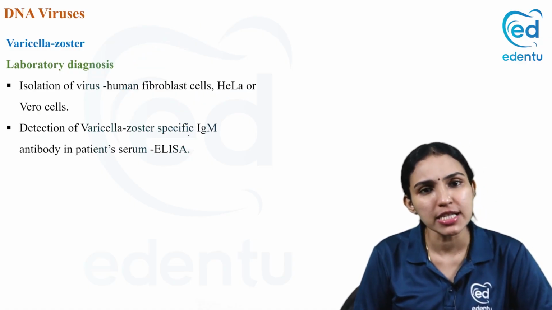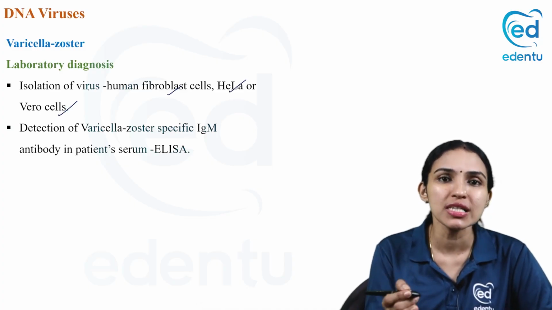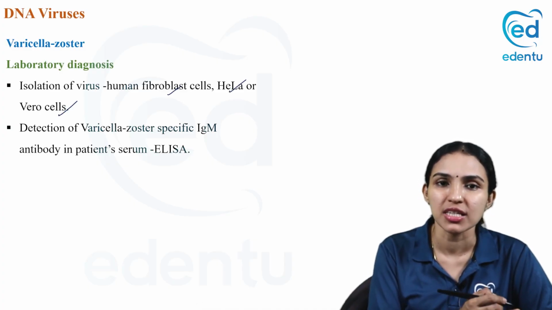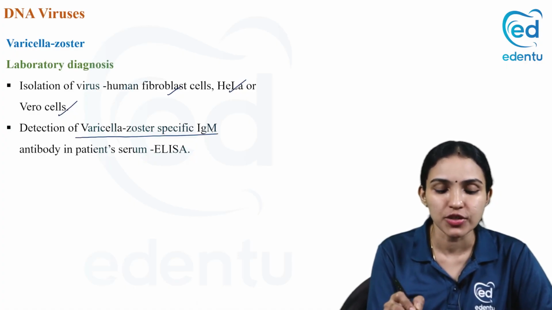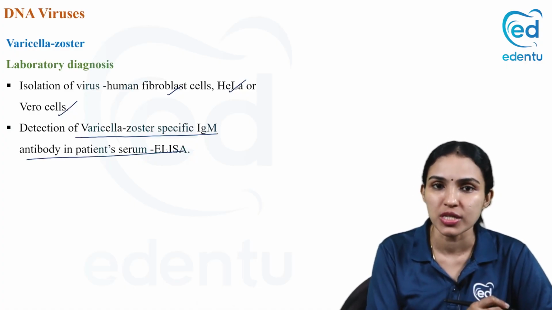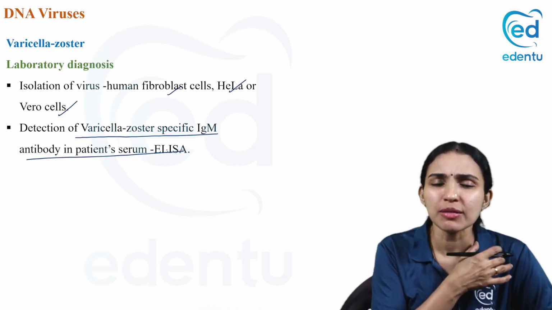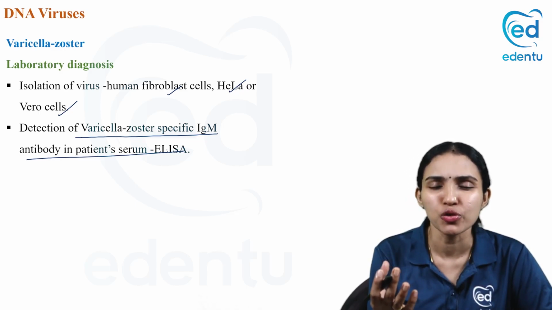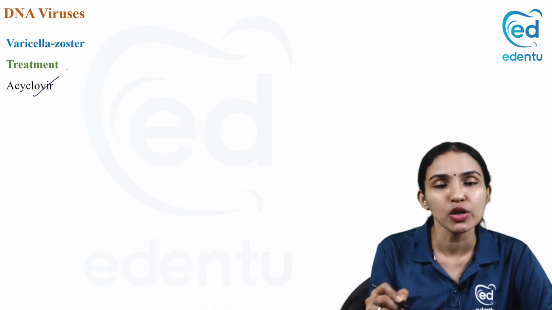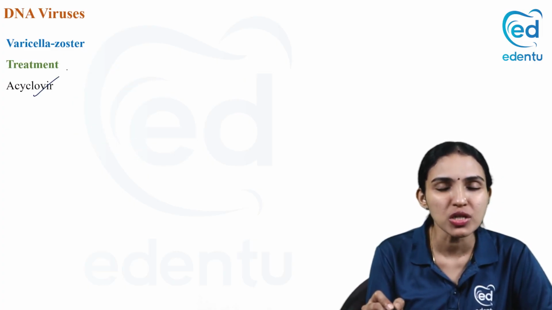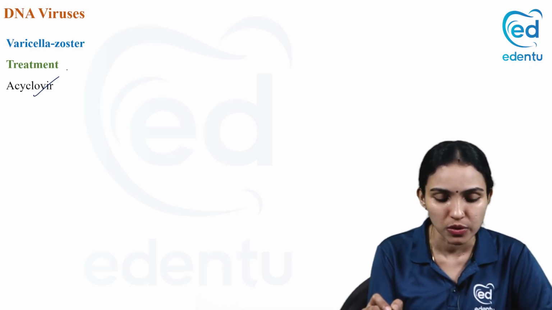We have other tests like culture of the virus in human fibroblast, HeLa or Vero cells. Mostly it is similar to herpes, no? Whatever we have seen in herpes, the same thing is applicable here. You can also detect specific IgM antibody in patient serum using ELISA, or you can go for a PCR test also. But most of the time the clinical picture is very clear. You don't have to depend on a laboratory diagnosis. And treatment is again acyclovir, what we give for chickenpox. Acyclovir 4 times a day is given for treatment of varicella zoster virus.